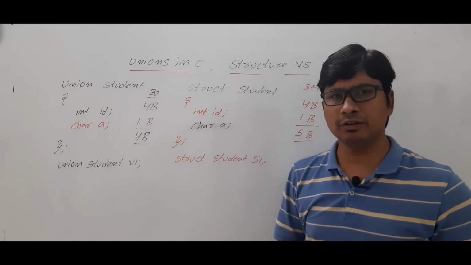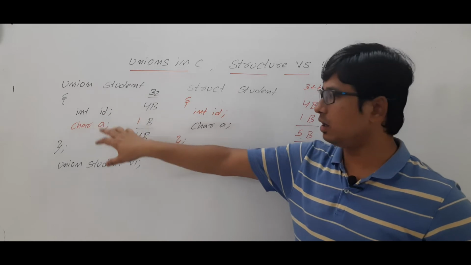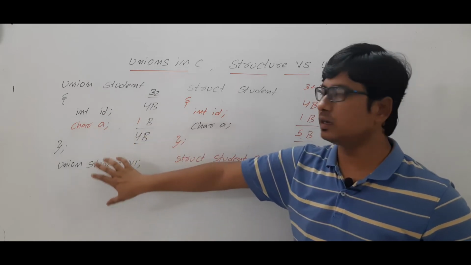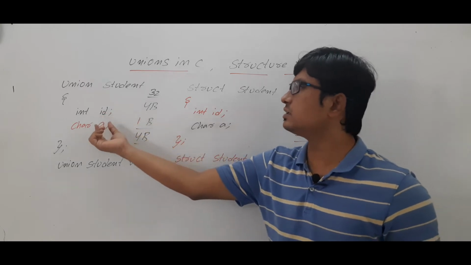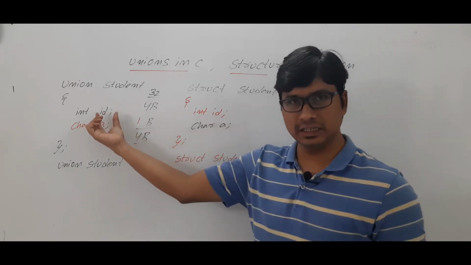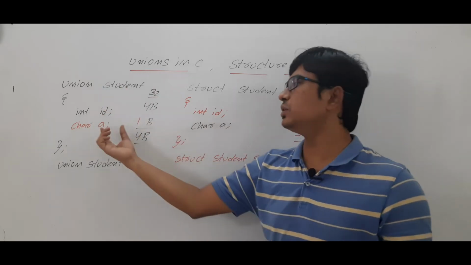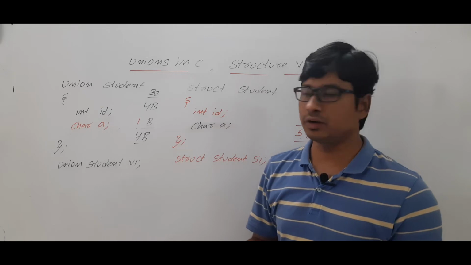Minimum I require 5 bytes. Now remember one thing, if you are using the union, at a time only one value can be stored. Either it can be an integer or it can be a character. If you are storing an integer and then again you are storing a character, then the character only will be stored. Is it clear? Are you able to understand?